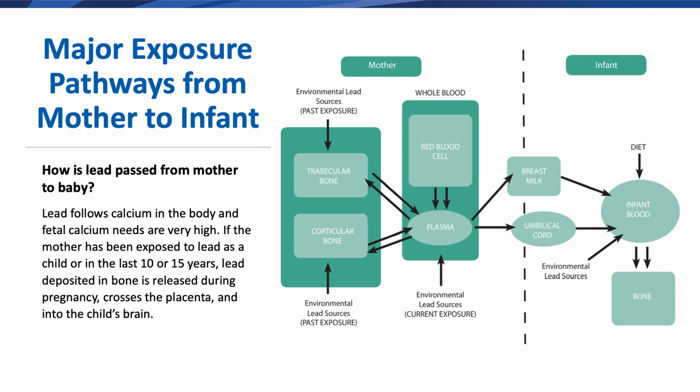The umbilical cord and the placenta are not a barrier to lead. Lead goes freely into the infant's blood and then into its bones. Lead does not cross quite as easily into breast milk. CDC has a document that presents information about lead poisoning in pregnancy and lactation. Diagram showing how lead passes from mother to infant during pregnancy.